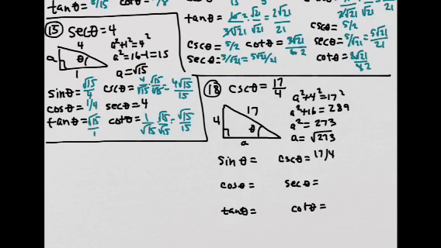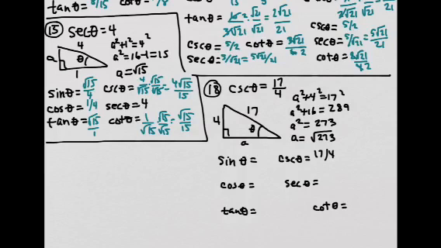Okay, so for 18, they gave you cosecant theta is 17 over 4, which allowed you to label a triangle. Cosecant is a reciprocal of sine. And sine is opposite over hypotenuse, so then cosecant is hypotenuse over opposite. So that's why you have the 17 here and the 4 right here. So we need the A. Here's the Pythagorean theorem to solve for A, all the steps.